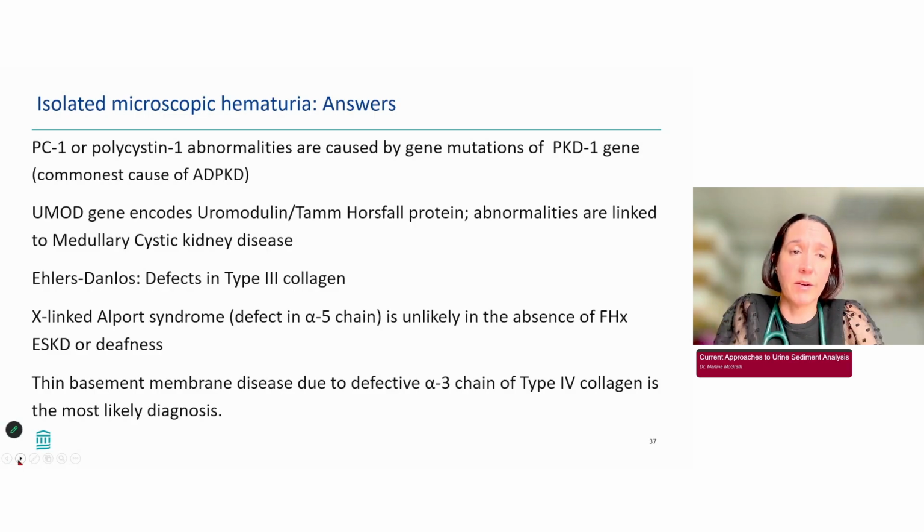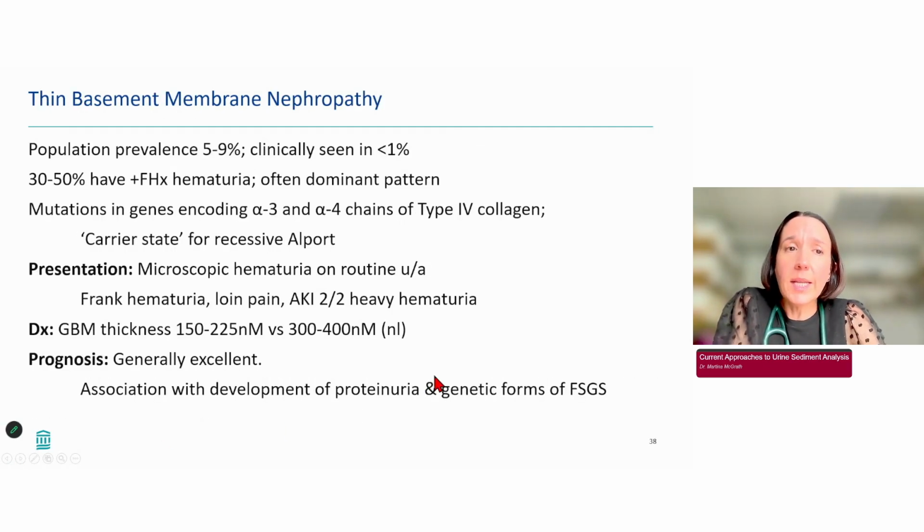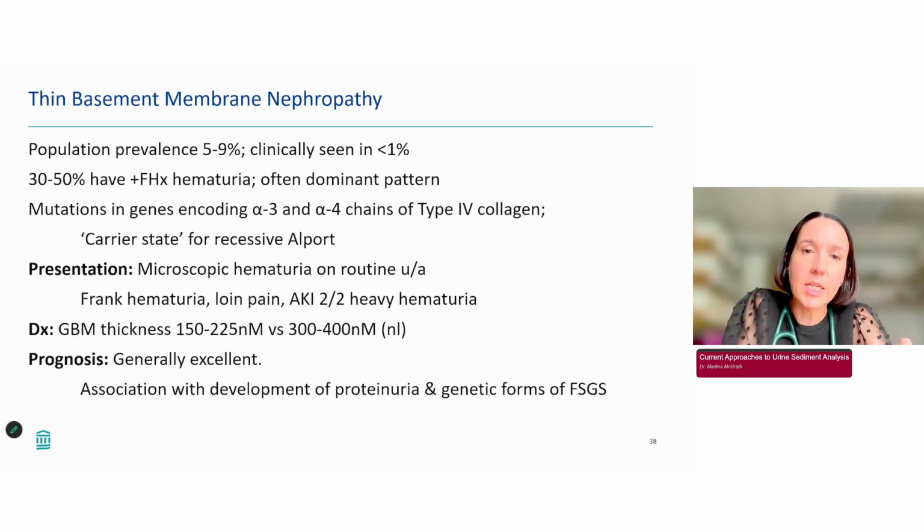So let's talk a little bit about thin basement membrane nephropathy. This has a population prevalence of 4 to 9%. This is based on kidney biopsy studies because most patients don't undergo biopsies, but it's clinically seen in less than 1%. Only about half will have a family history of hematuria, but it often falls in an autosomal dominant pattern. These patients have mutations in the genes encoding the alpha-3 and alpha-4 chains of type 4 collagen, and this is essentially a carrier state for recessive Alport.